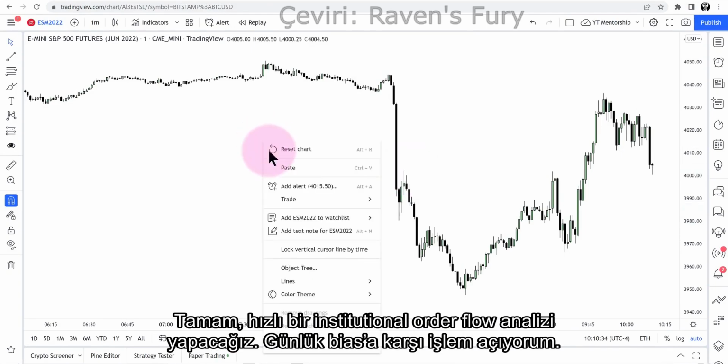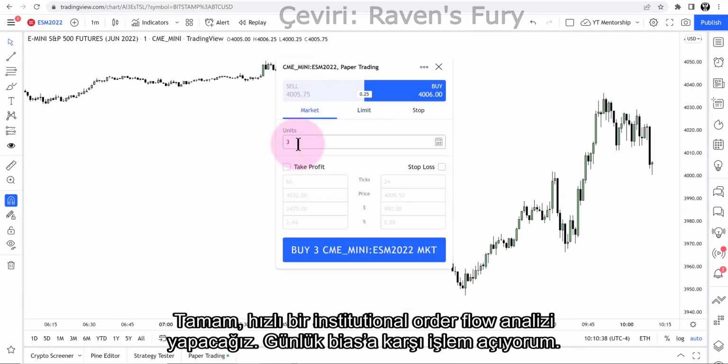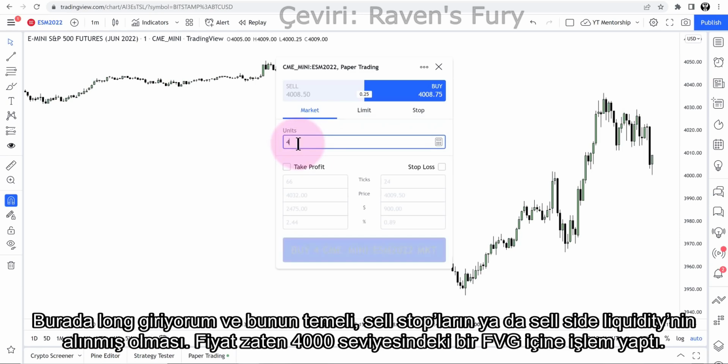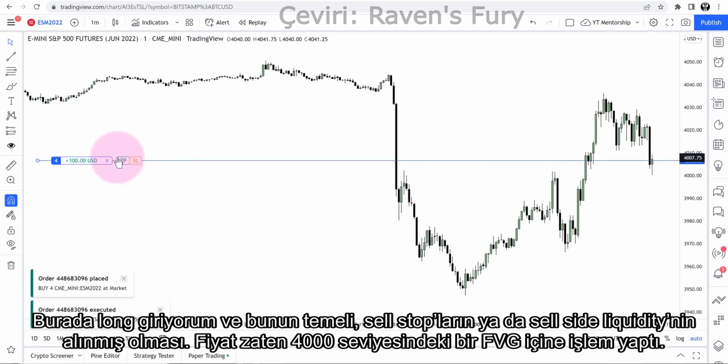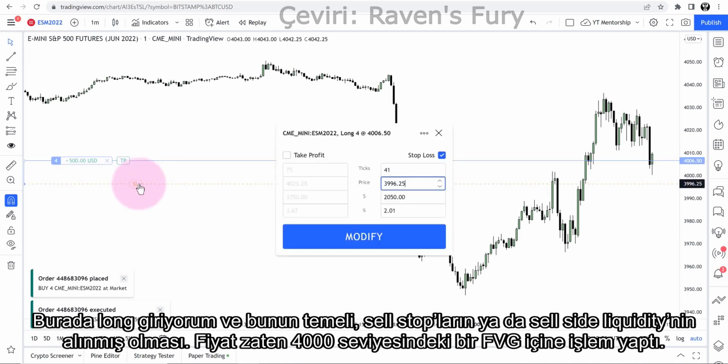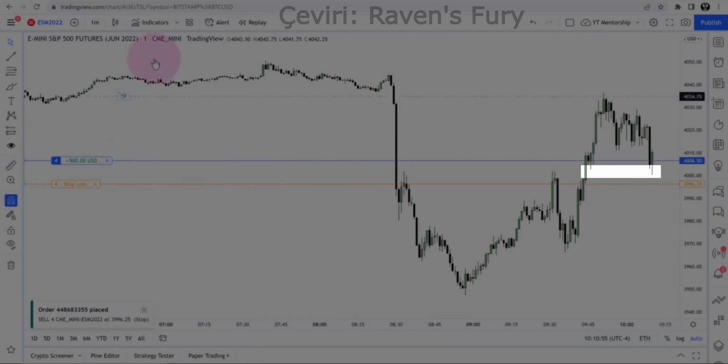All right, so we're going to be doing a quick little ditty on institutional order flow. I'm going to be trading against the daily bias. Okay, going long here, and it's on the basis of the sell stops or sell side liquidity being taken. We've already traded into a fair value gap around that 4,000 level.